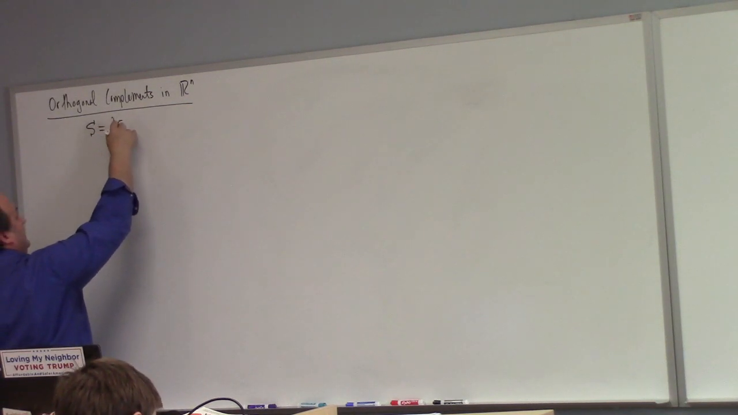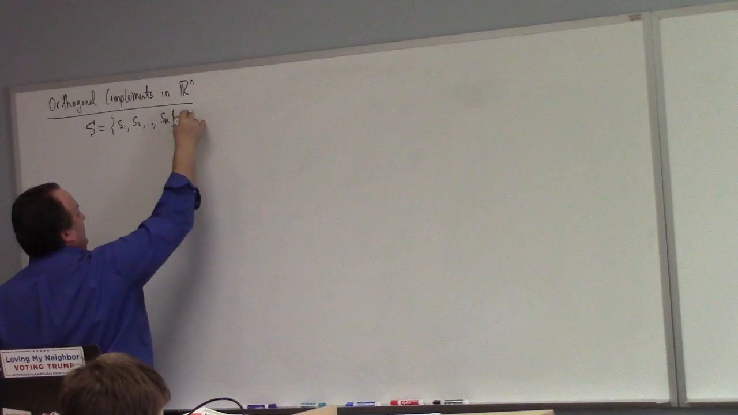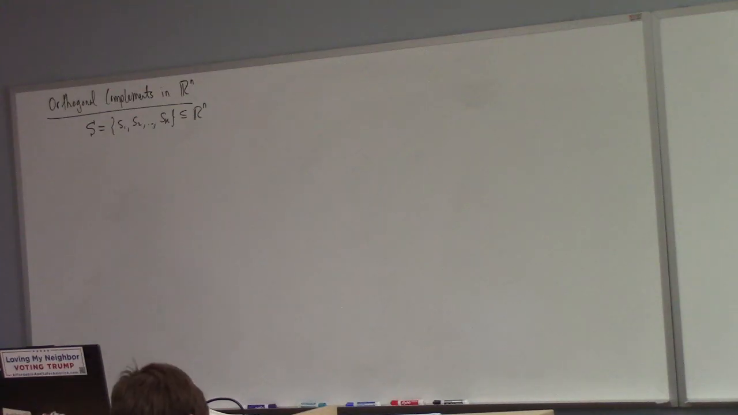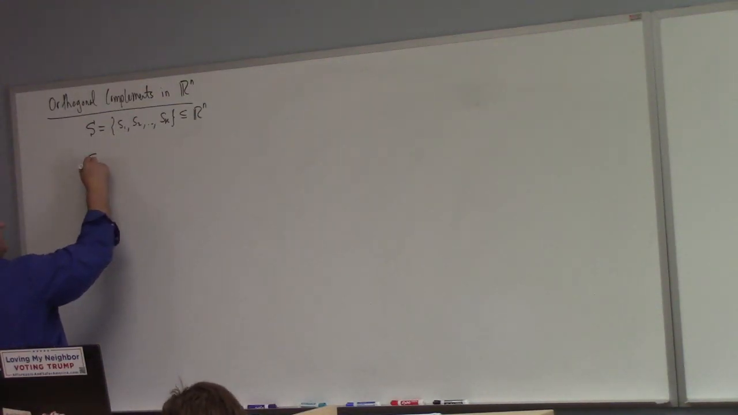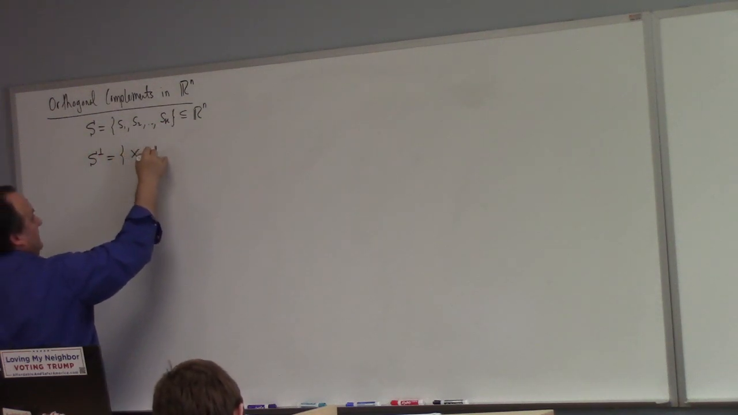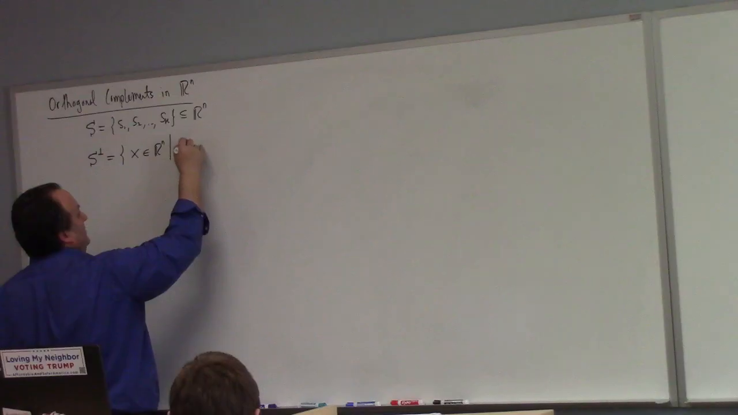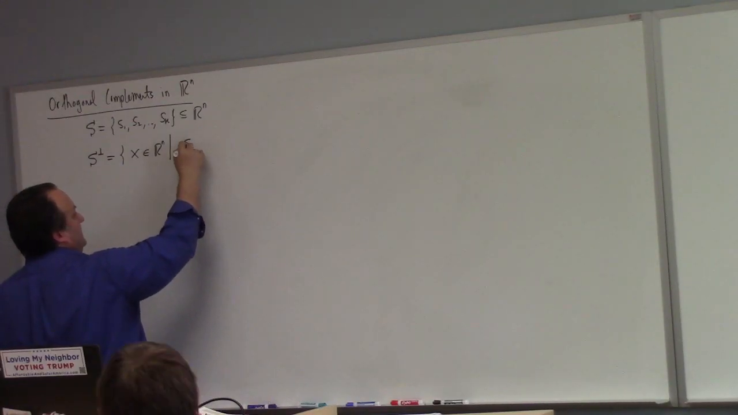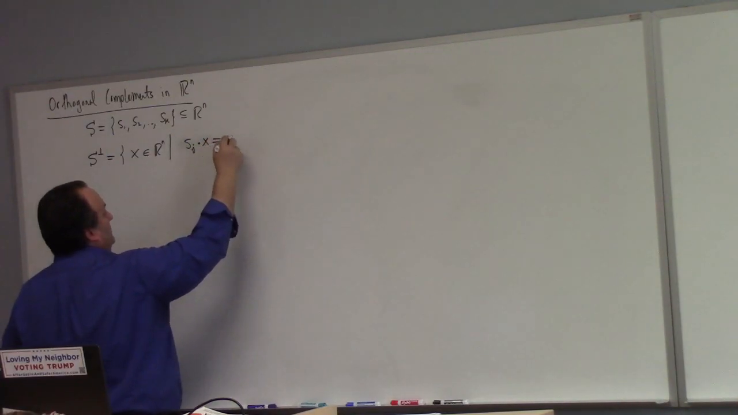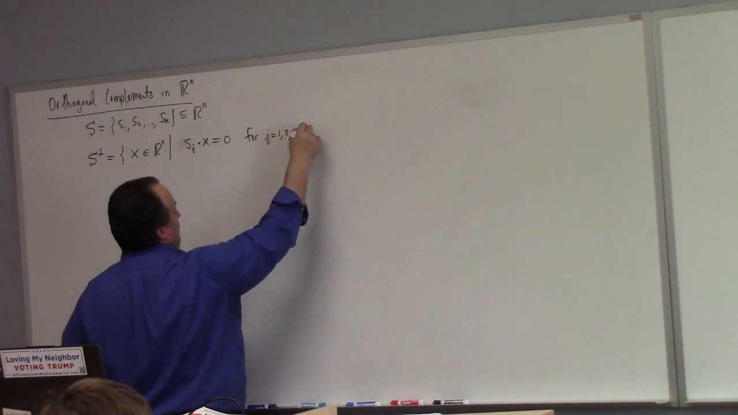All right, so if we have S, and let's suppose it has S1, S2, up to Sk, k vectors. This is a subset of Rn. And I want to calculate the perp of that. What is the perp to S? Well, it is by definition x in Rn such that Sj dot x is equal to 0, for j equals 1, 2, all the way out to k.